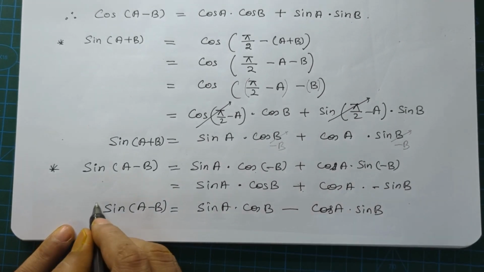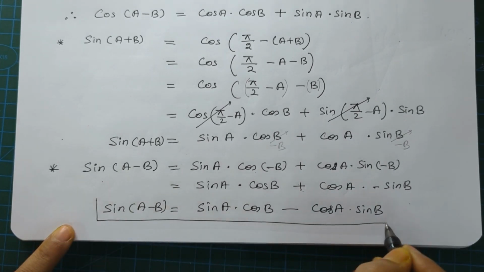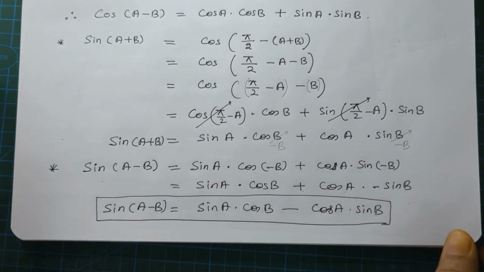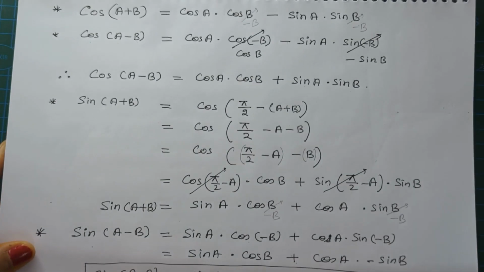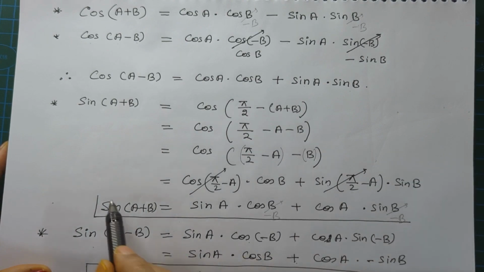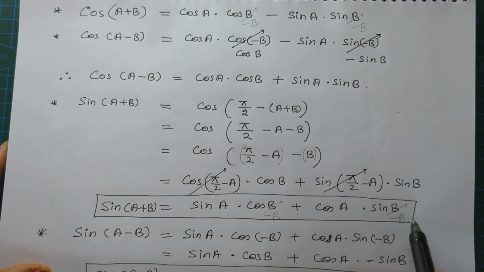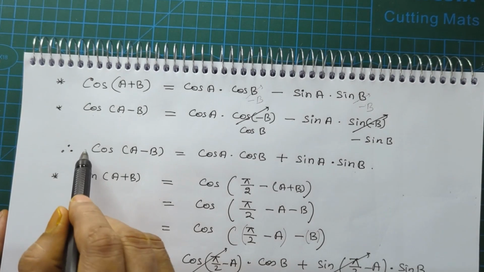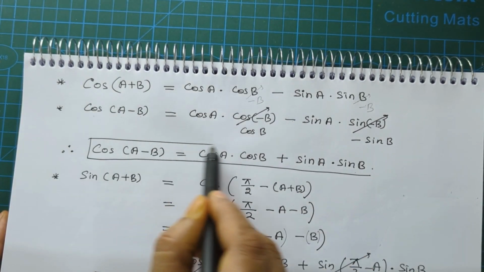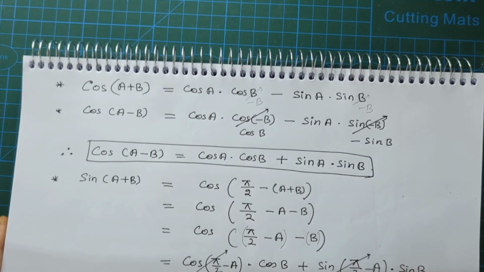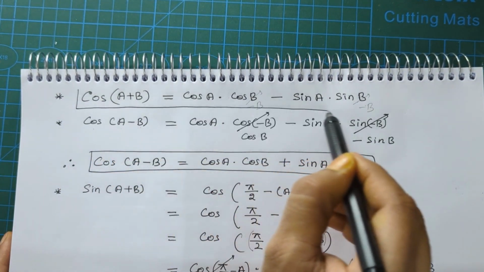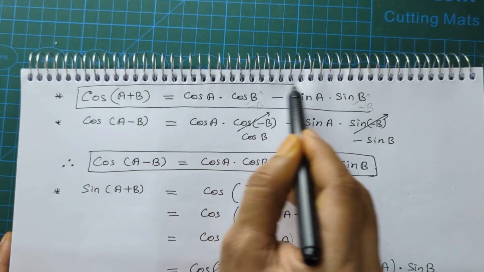So what identities have we learned? We have learned the identity for sin(A − B). Sin(A − B) is sin A cos B minus cos A sin B. Then we derived the formula for sin(A + B). Sin(A + B) is sin A cos B plus cos A sin B. Then we derived the formula for cos(A − B). Cos(A − B) is cos A cos B plus sin A sin B. And these we have all derived from the key formula. The key formula is cos(A + B). Cos(A + B) is cos A cos B minus sin A sin B.